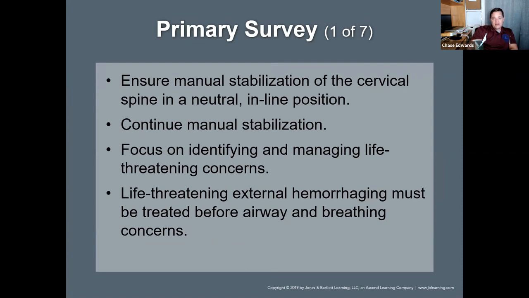Application of the C-collar is considered a treatment intervention. Remember that in your documentation, right? The cervical and thoracic spine must be in a neutral position. I can't tell you that enough. Focus on identifying and managing life-threatening injuries. So always follow your XABCDEs.